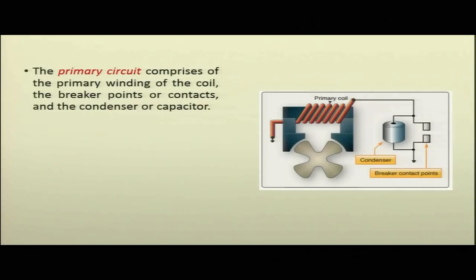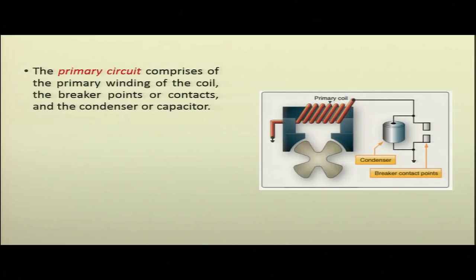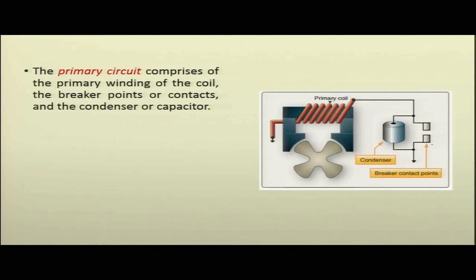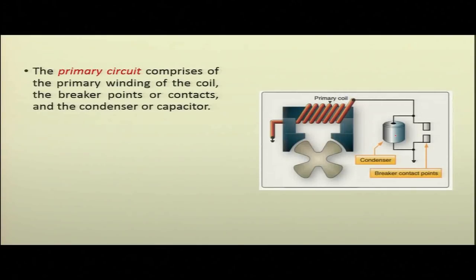The primary circuit comprises the primary windings of the coil, the breaker points or contacts and the condenser or capacitor. So, the primary circuit will have the primary coil, the breaker points and a capacitor. This is your primary coil.